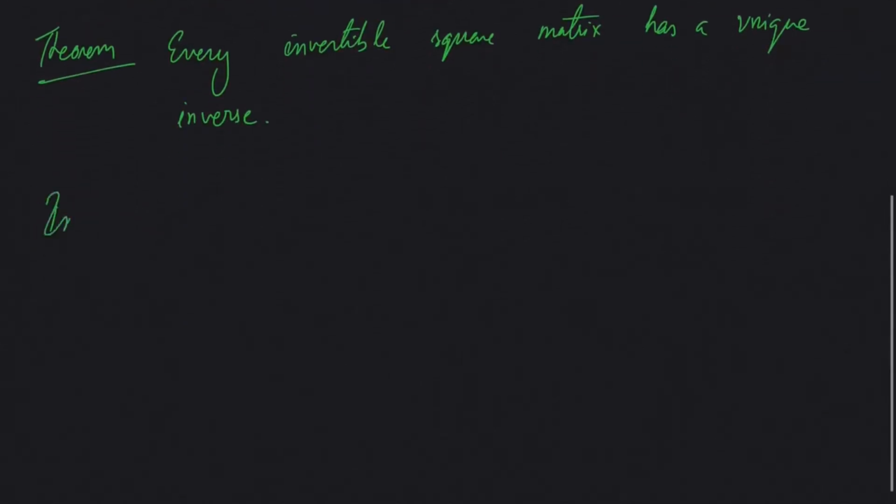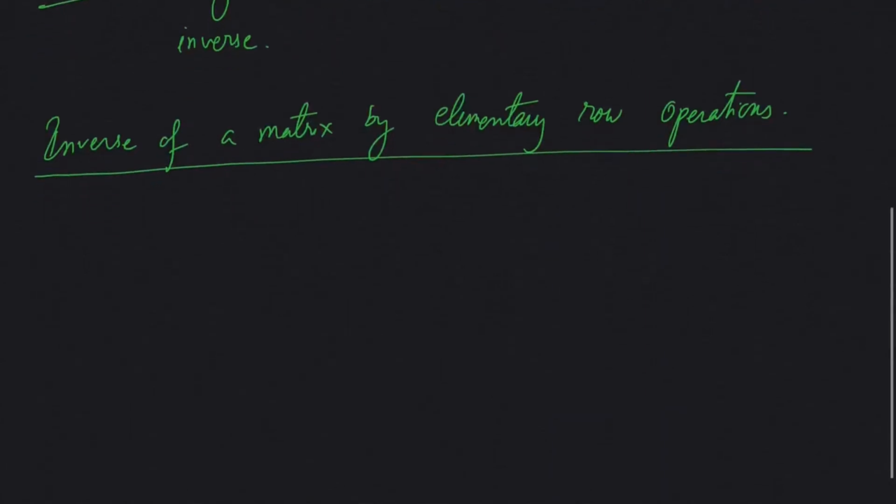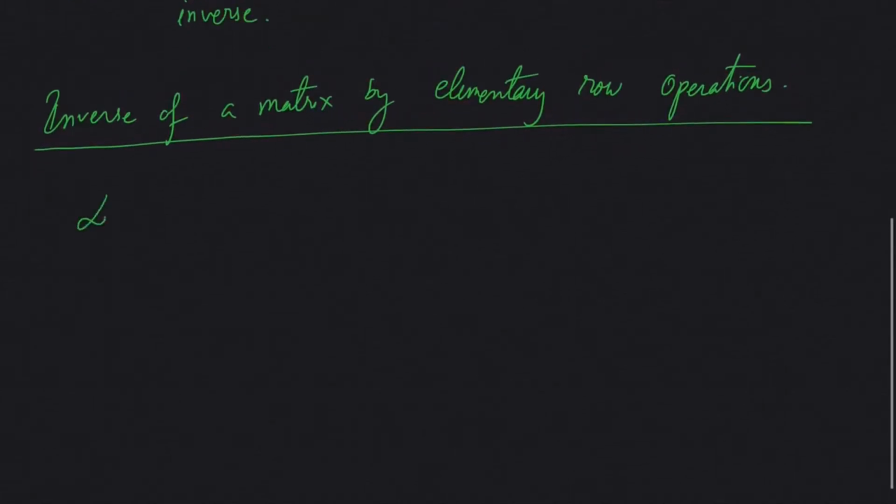Now how do we find out the inverse of a matrix by elementary row operations? We have already seen how to find the inverse of a matrix by the determinant method. Now by the elementary row operation method. Let's see, this is the procedure. Let's study the procedure today.